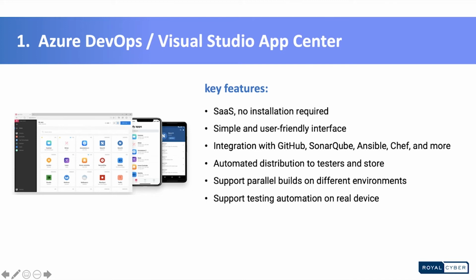It can easily integrate with GitHub or any other versioning system. It integrates with a lot of other third-party tools such as SonarQube, Chef, and a lot more. It supports automated build distribution to testers and to app stores. It supports parallel builds on different environments. For example, you can build for iOS and Android simultaneously. And one of the best features is that it supports testing automation on real devices. This is one of the very key features that we regularly use at Royal Cyber, and it's very powerful.